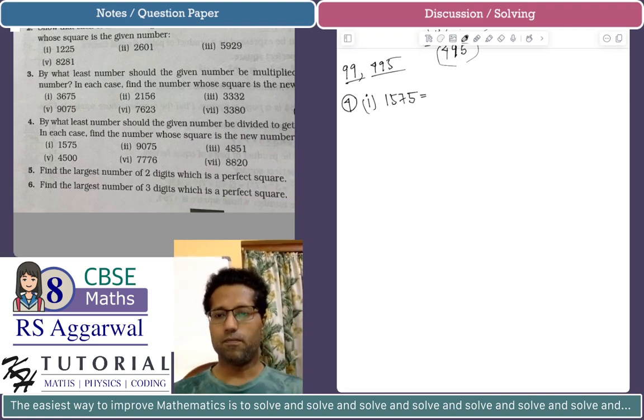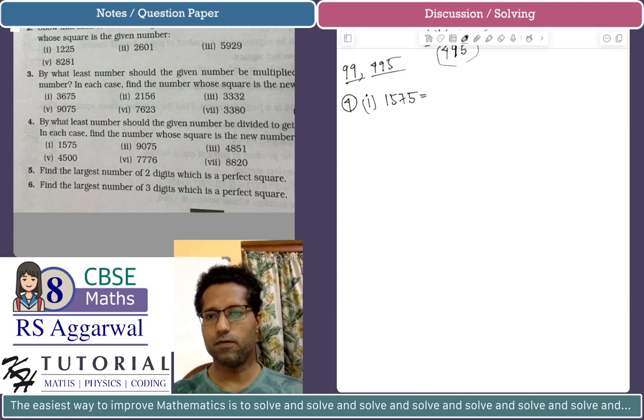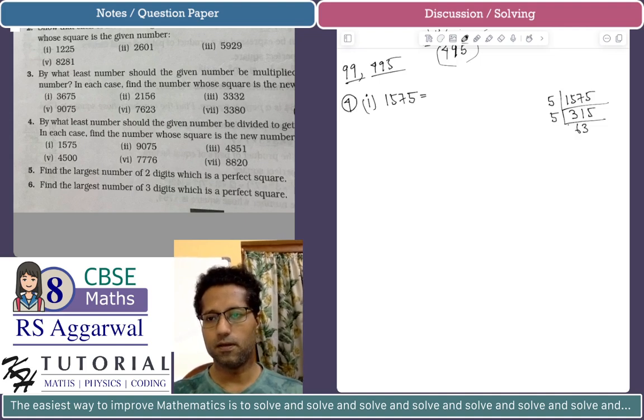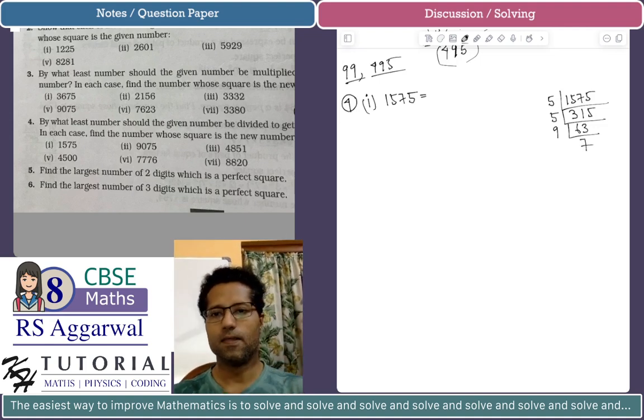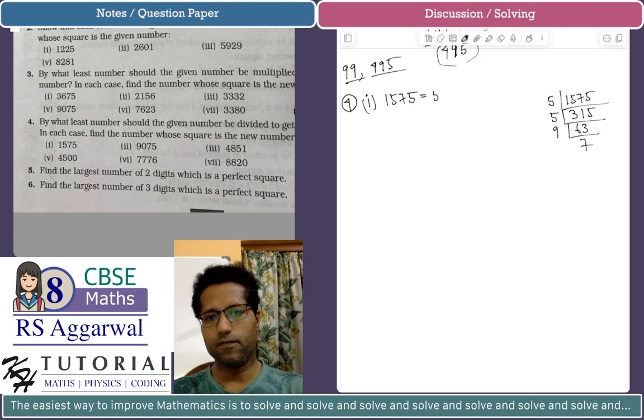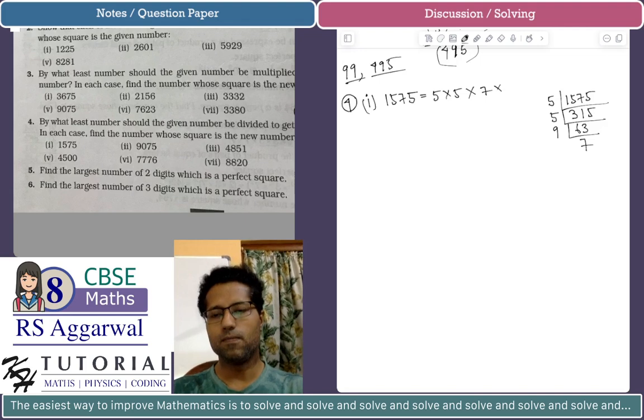So we have to find the prime factorization of 1575. This is the first task. Let's divide by 5. We have 315. Then again I will divide by 5. This is 63, and this we know is 9 into 7. So this is equal to 5 into 5 multiplied by 7 into 9, which is 3 into 3.